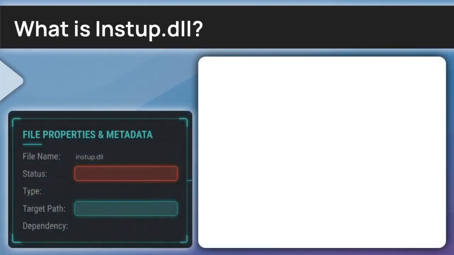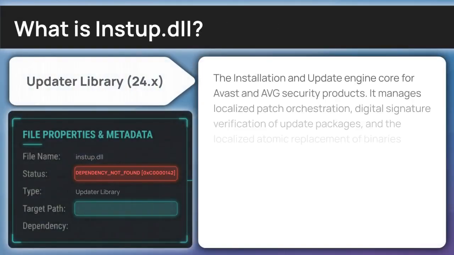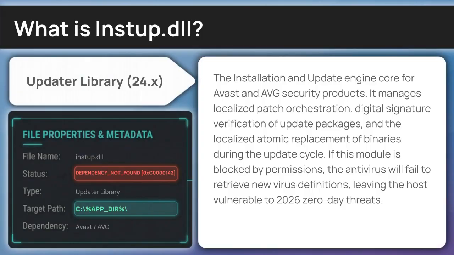This is the Instup Library, the installation and update engine core for Avast and AVG security products. It manages localized patch orchestration, digital signature verification of update packages, and the localized atomic replacement of binaries during the update cycle. If this module is blocked by permissions, the antivirus will fail to retrieve new virus definitions, leaving the host vulnerable to 2026 zero-day threats.